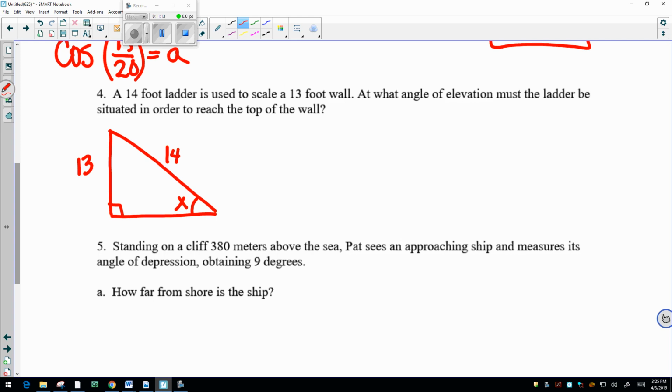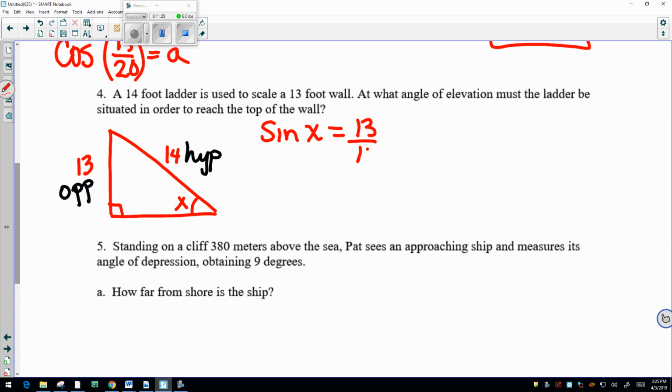So if we label our sides according to x, this is always the hypotenuse, 13 is going to be the side opposite. So our opposite and hypotenuse is going to give us sine. So we have sine of x is equal to opposite over hypotenuse. And again, we're looking for the angle, so that's telling me I need to use that inverse function.